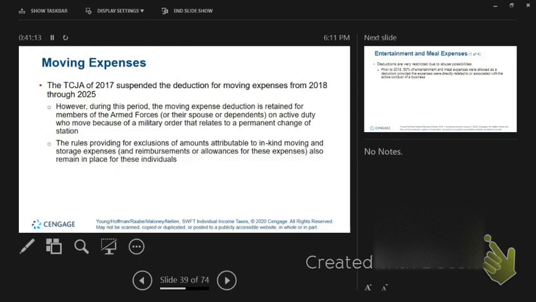All right, moving's pretty simple. You can't do it anymore. All right, the only way you can deduct moving expenses is if you're in the armed forces. I don't understand this deduction, this rationale. I've said this for several of these things that have gone away. I don't get this one because if your company's not going to reimburse you and you're moving for work, then you had to move for work.